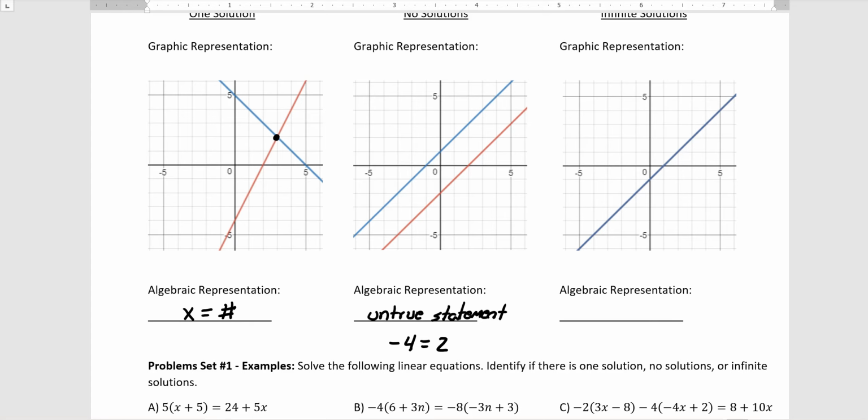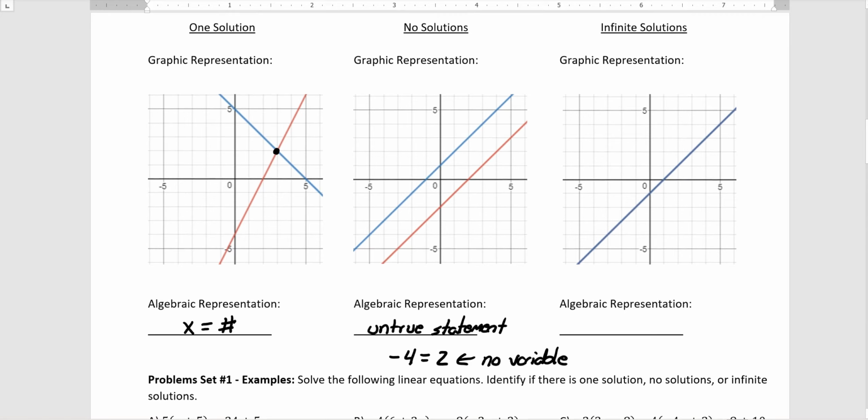Notice there's no variable here, right? Whenever we eliminate that variable, we'll either have no solutions or we'll have infinite solutions. If we have infinite solutions, we actually get a true statement. Now, a true statement would be something like 0 equals 0. That's a true statement. Notice again, though, there's no variable. Anytime we eliminate the variable, we'll either have no solutions or infinite solutions. Now, if there's a variable left in our solution statement, then that's how we know we have one solution. All right, so let's talk about what those look like.